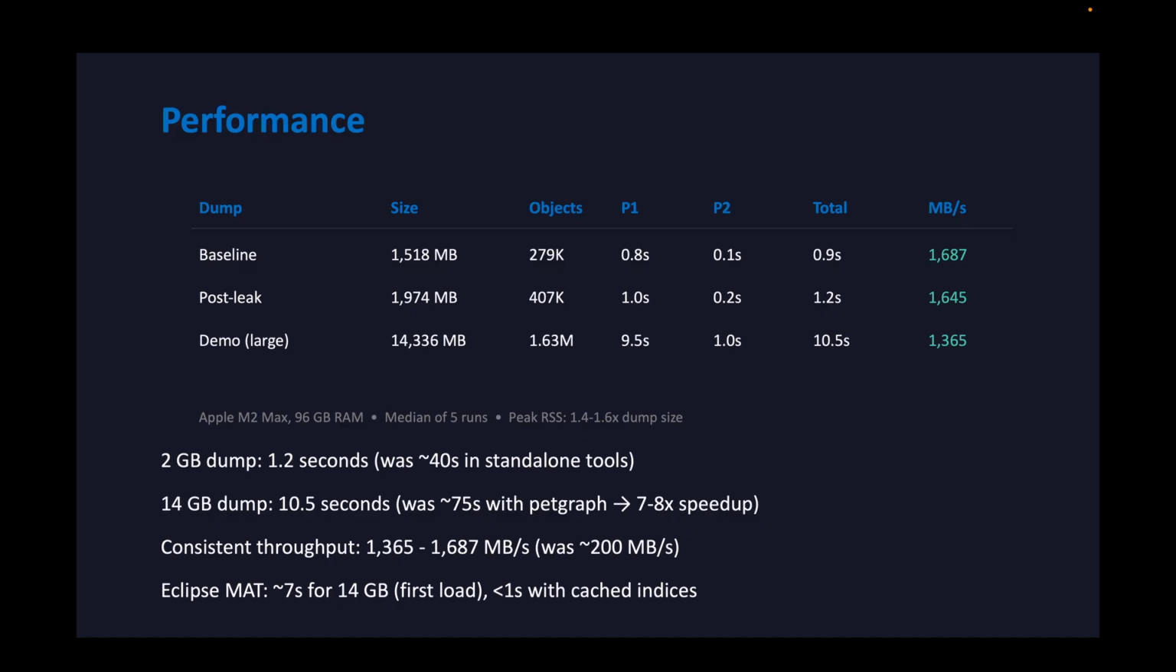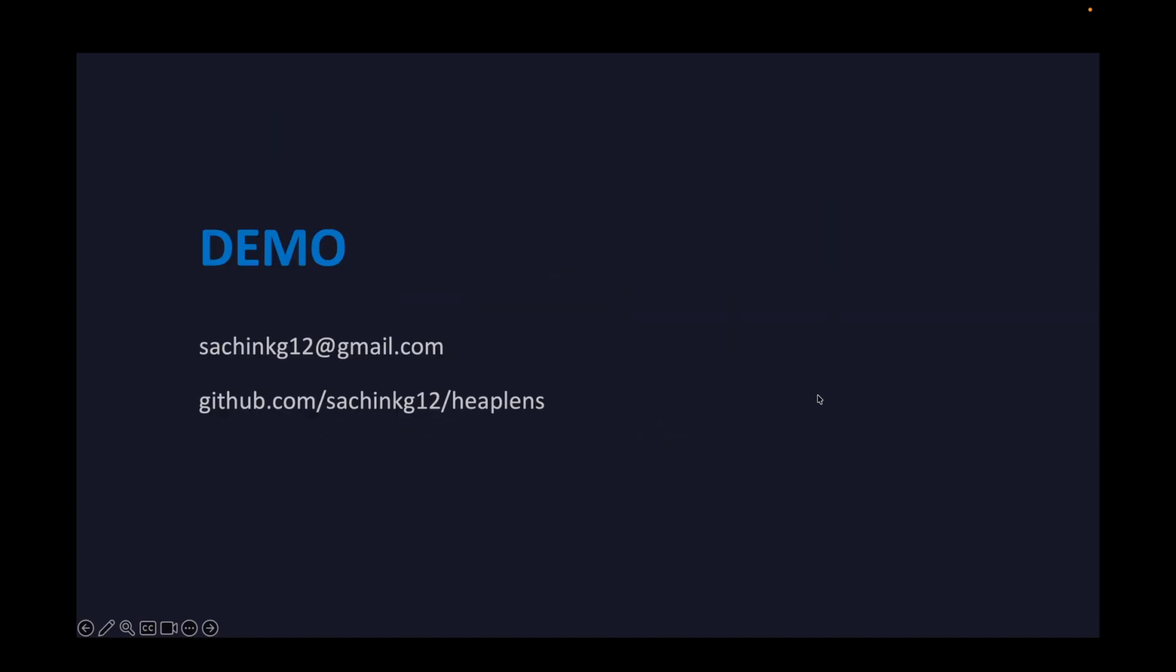Now moving to the performance tab, we did this for baseline, post leak, and demo, which are 1.5 GB, 1.9 GB, and 14 GB. For 1.5 GB, the result is there in 0.9 seconds. For post leak, which is 1.9 GB, the result is in 1.2 seconds. And for the 14 GB, we are able to get the result in 10.5 seconds. We'll move to the demo now, real quick.